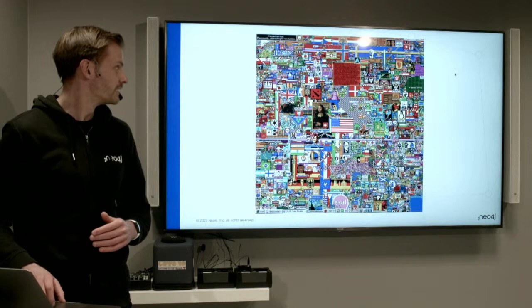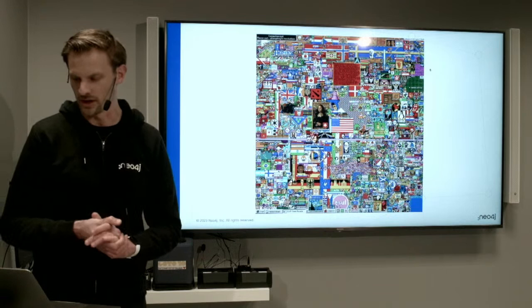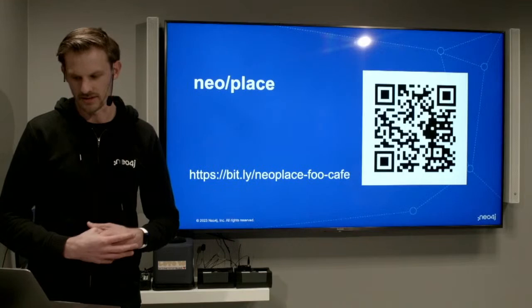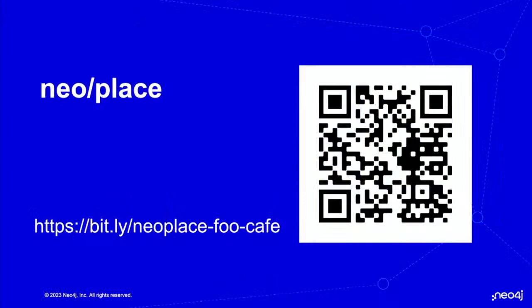And as you can see, there's so much in here, you can probably spend an entire evening looking at it. And we thought, why not use this as a base for showing off real-time data usage? And that's exactly what we did. And this is where you can use your smartphone and look at the QR code, just use the camera for the QR code, or just use that bit.ly link down here. Which is Neo-place minus Foo minus Café.